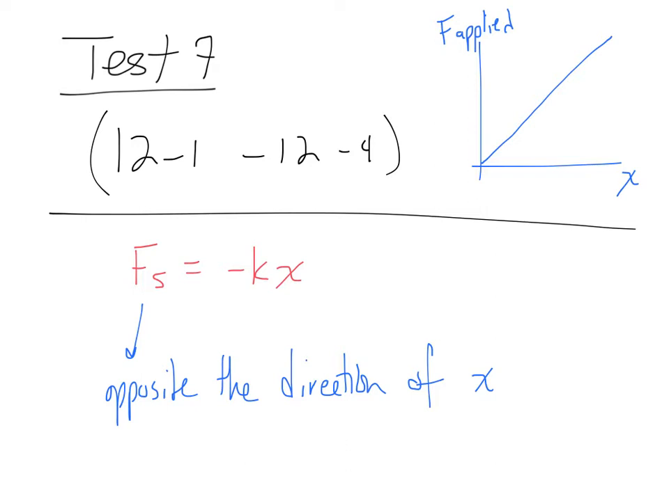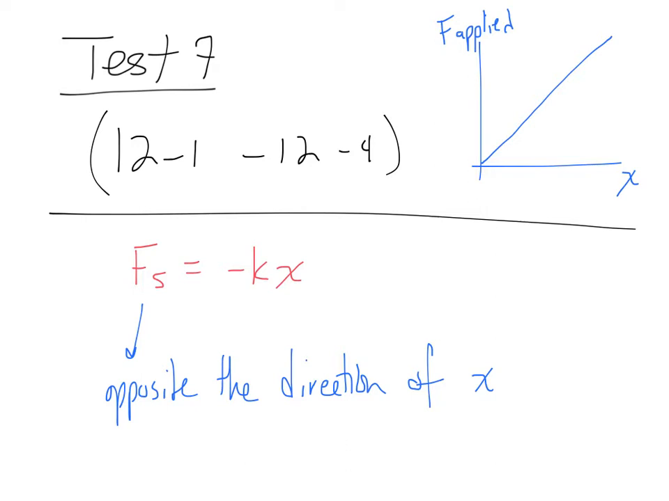Which way is my push? Which way would the compression be also? So the applied force and the compression are the same. Same thing with expansion. I pull on it. I'm pulling this way, positive. Which way would it stretch? Also positive. So applied force is always in the same direction as x. So as one goes up, the other goes up. So we see that direct relationship there on that graph.